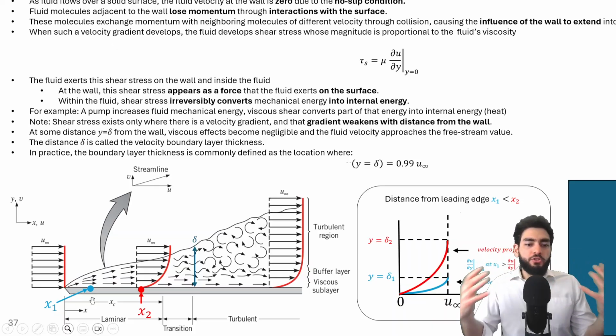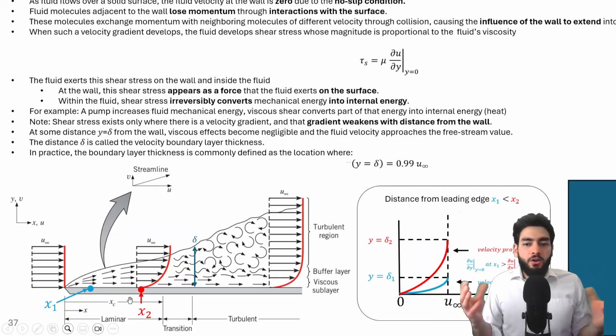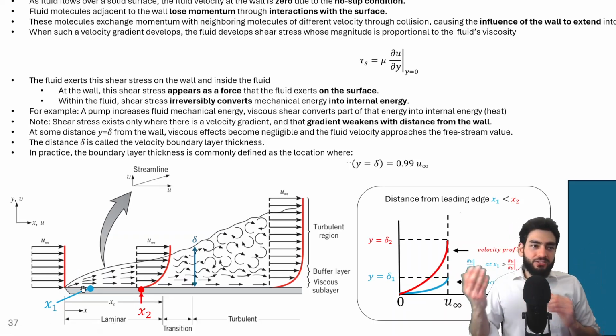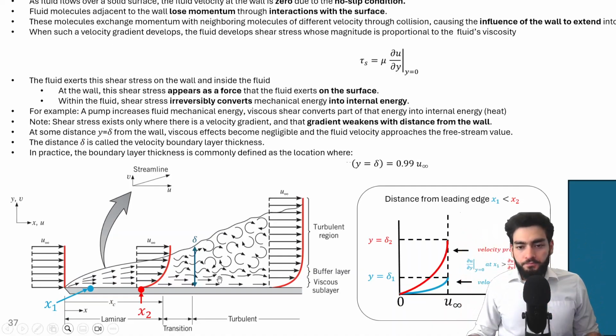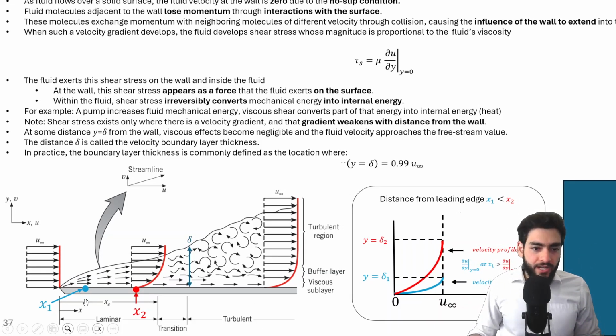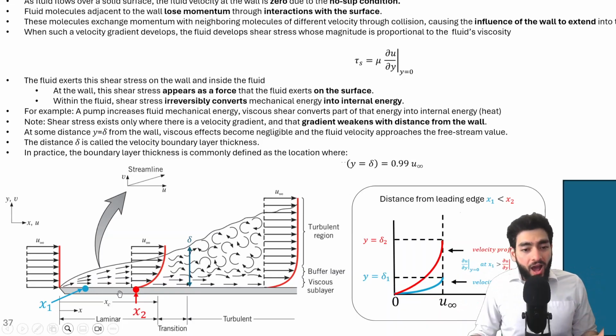But let's just stick to the laminar region for now. And let's look at two arbitrary points. Let's say I select this point, x1, and let's say I select this point, x2. All you need to know right now is that x1 is closer to the edge of the flat plate and x2 is farther away, and they're both in the same laminar region. What you'll find is that the velocity gradient at the surface of the flat plate at x1, which is closer to the leading edge, is a lot higher than the velocity gradient at x2.